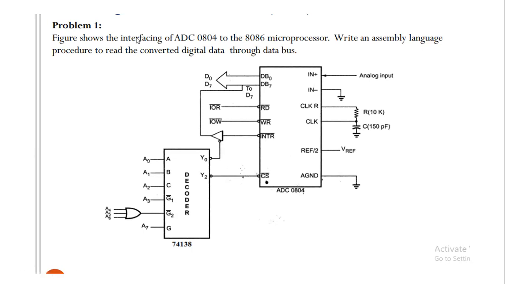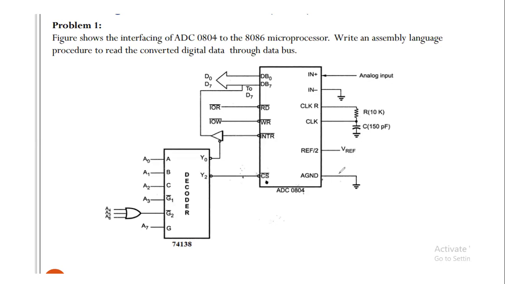Now this can be elaborated with the help of this problem. Here you can see this interfacing diagram. This is the diagram shown to you, and here this ADC is to be interfaced with the 8086 microprocessor, and you have to write an assembly language program that reads the converted digital data from the data bus. So here, first of all, whenever such a problem is given, we have to analyze the pins at the interface. So here, this is the analog input.